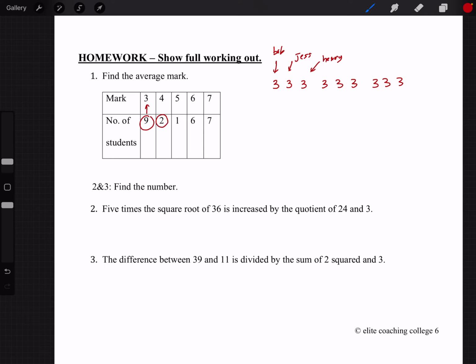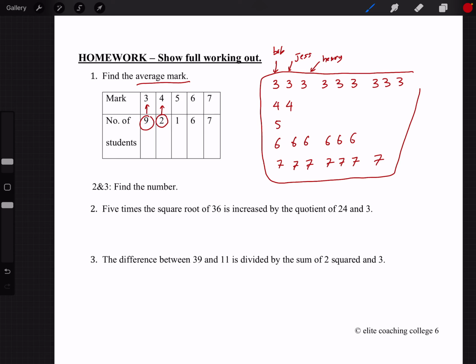Now this one, there's 2 people with a mark of 4, so that means you got 4 and 4. Next one, you got a 5 and you got 6, so you just write it all out like this. This way, if you write it out, you understand that each of these marks is also a particular student. So it says find the average mark, meaning we have to find the average of all of these marks together.